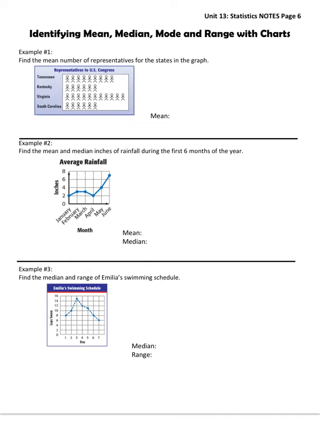Okay, last thing we'll do together. Let's try this page. Find the mean number of representatives for the states in the graph. So Tennessee has 1, 2, 3, 4, 5, 6, 7, 8, 9. Kentucky has 1, 2, 3, 4, 5, 6. Virginia has 1, 2, 3, 4, 5, 6, 7, 8, 9, 10. Looks like 11. And South Carolina has 6. So add those up.